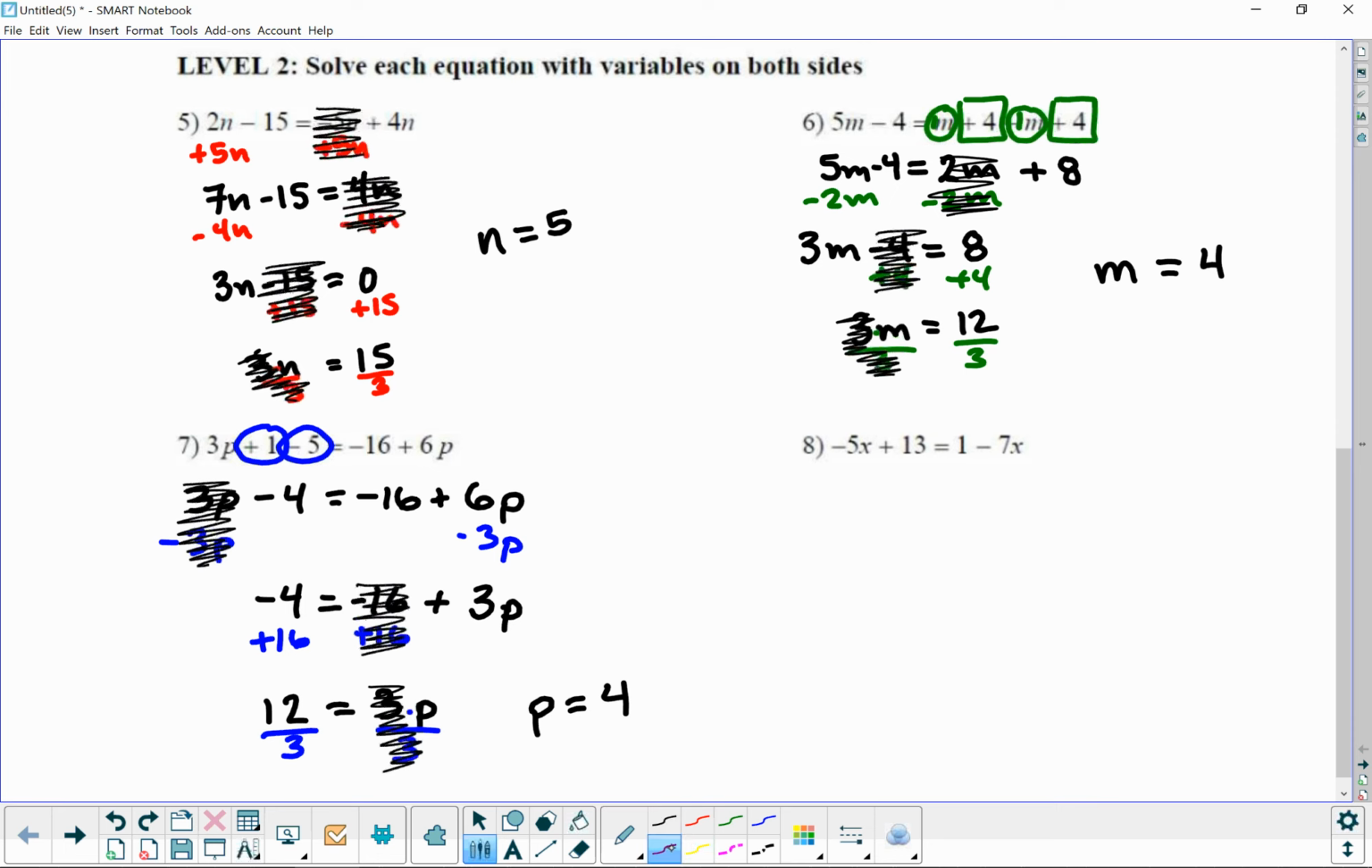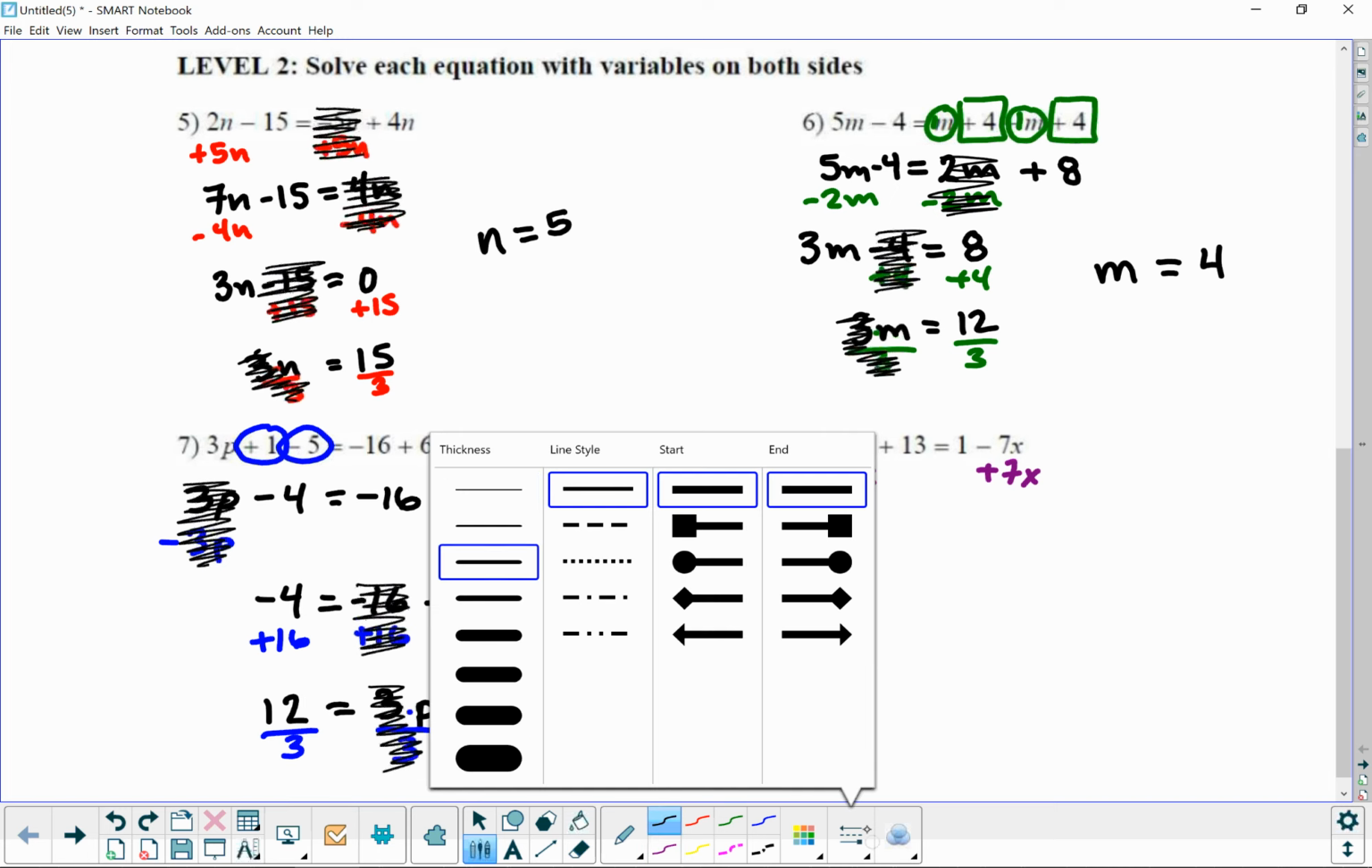Okay, last one. Let's utilize purple. Looking at both sides, nothing cancels. I'm going to look at either 5x or minus 7x, and it looks like the 5x is bigger. I mean, they're both small, but the 5x is a little bigger, so I'm going to get rid of that minus 7x. So I'm going to do a plus 7x on both sides, and then this will actually come out perfect.